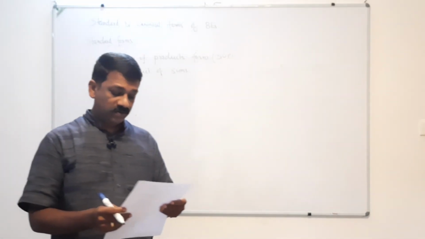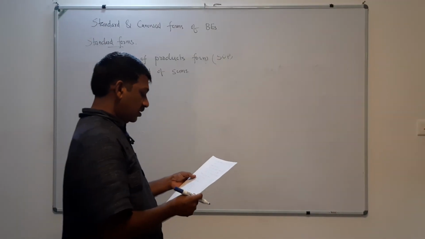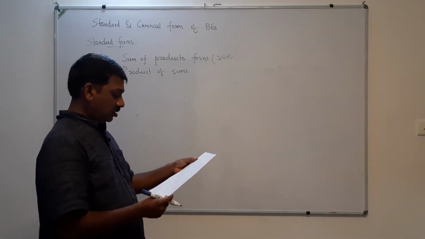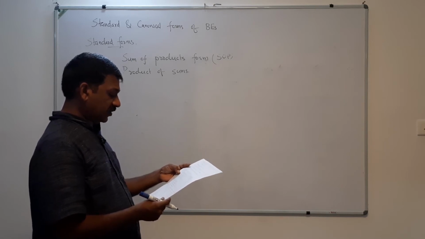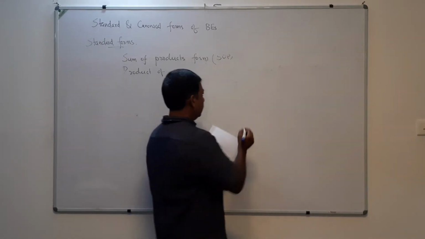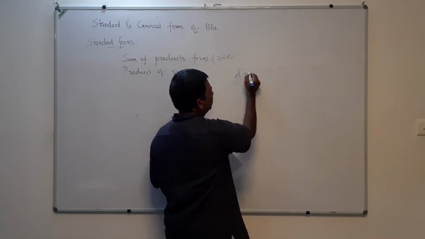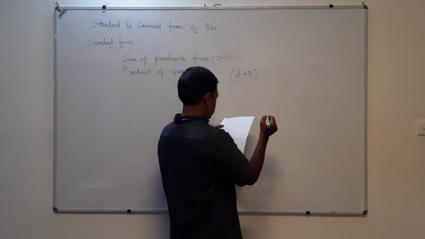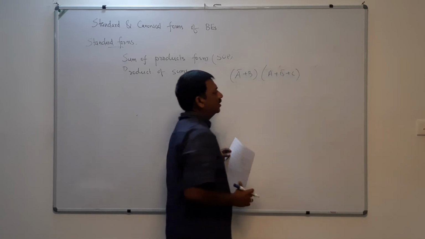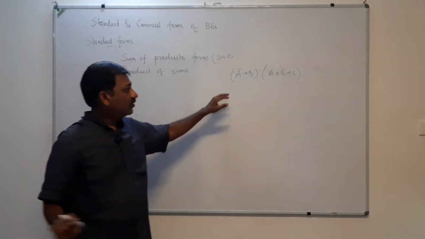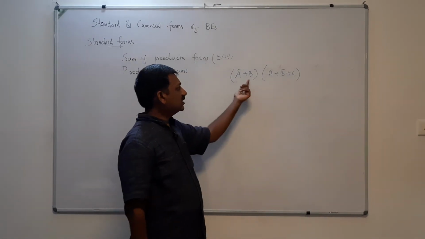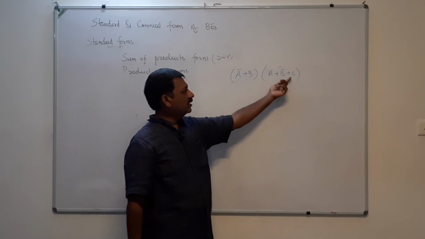Now we have product of sums form. Now I am going to show you some conversion from product of sums to its standard form. For example, (a bar plus b) into (a plus b bar plus c). This is in product of sums form, but it is not standard form. Why? Here it is lacking the C term. It is not having any C term here.